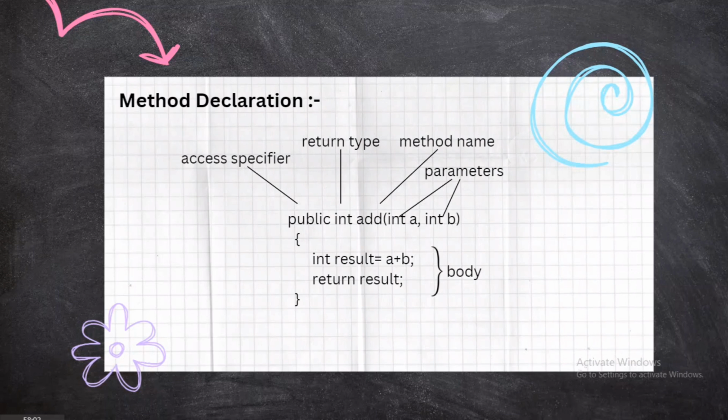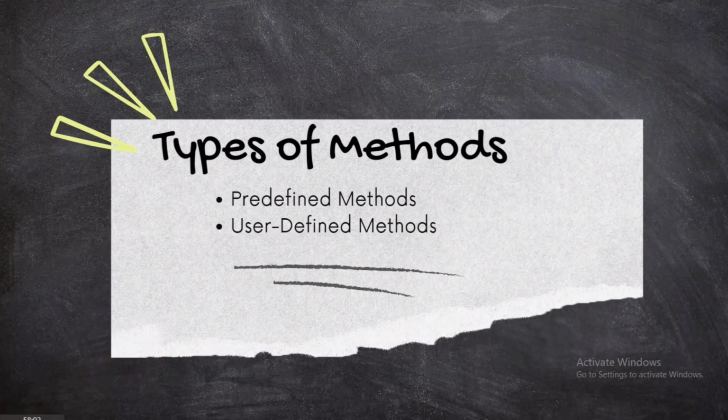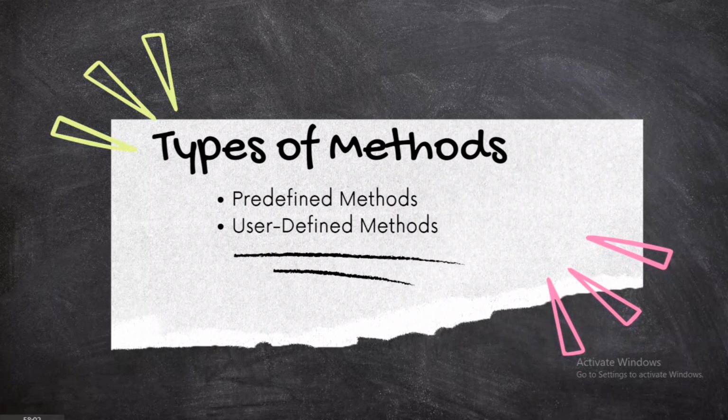If you want to perform addition of three integers, you can simply add one more integer, or if you want to add floating points, you can change the data type, and you can change the return type of your method. And inside the body, I have simply added these two variables. So now we will see what are the different types of methods.